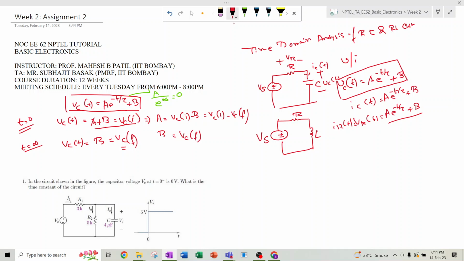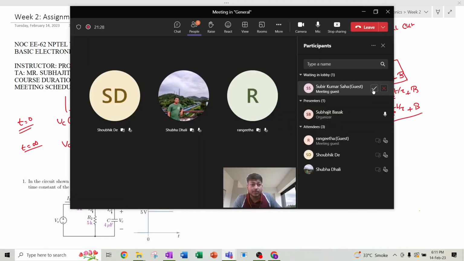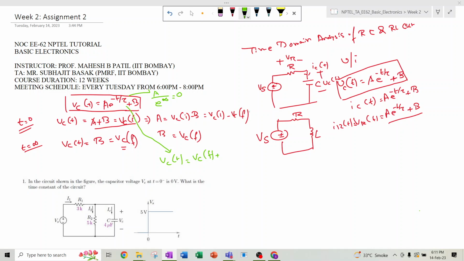So this equation is simplified as Vc(t) is equal to Vc final plus, just wait for a second, Vc final plus Vc initial minus Vc final into e to the power minus t by tau.